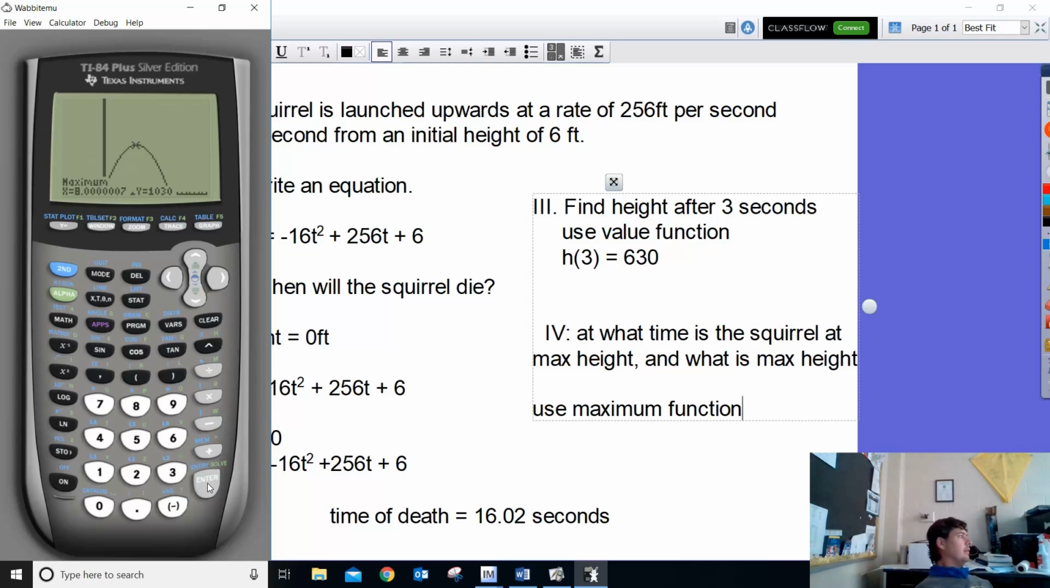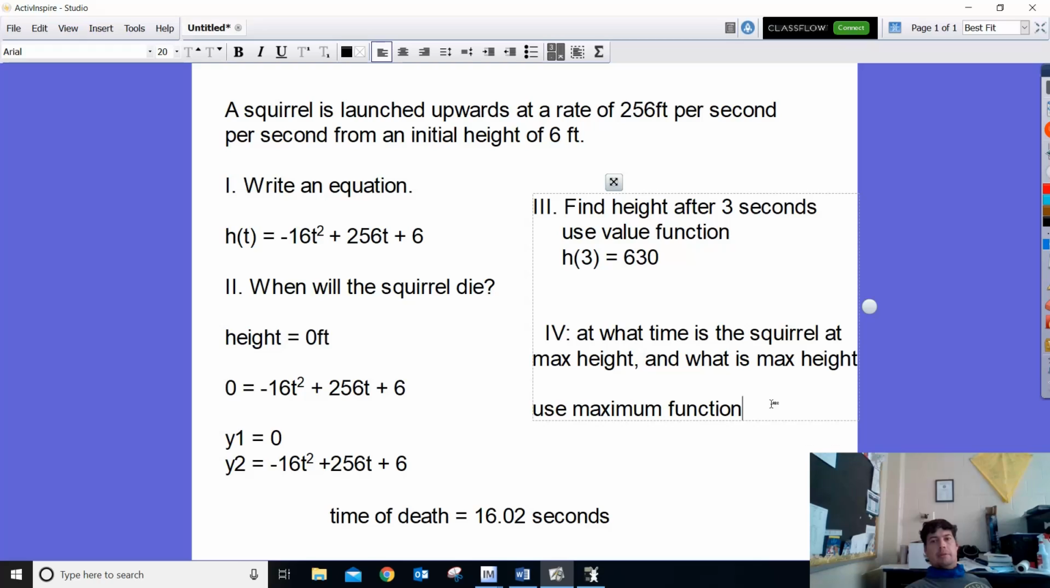What is the maximum height? Yeah, you said 2,000 something, didn't you? Oh. Well, I counted it wrong. Trace don't work. Use the maximum function. So it was 8 seconds, 1,030 feet.